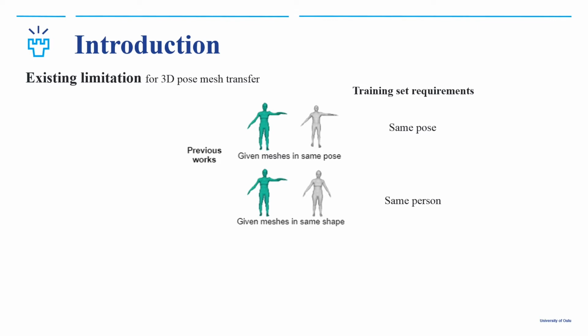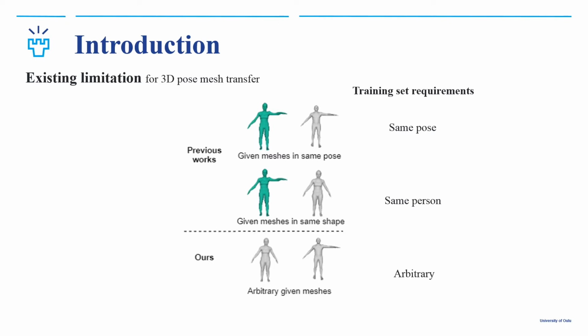The existing limitation for 3D pose transfer is that constraints are always needed for the training set. Either the same pose or the same shape should be given in the training set to successfully disentangle the shape and pose information.